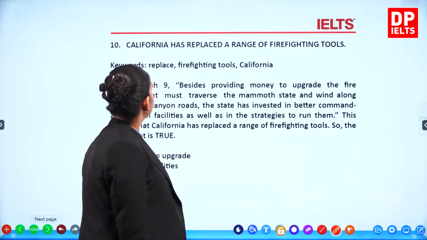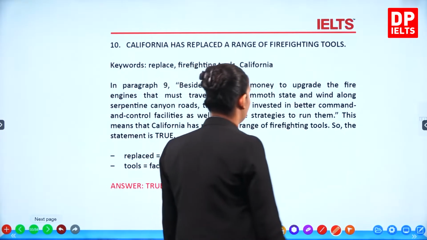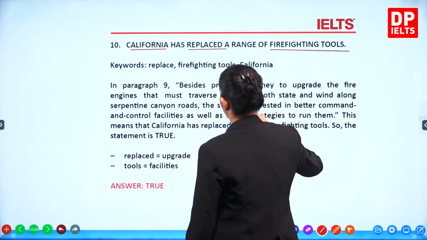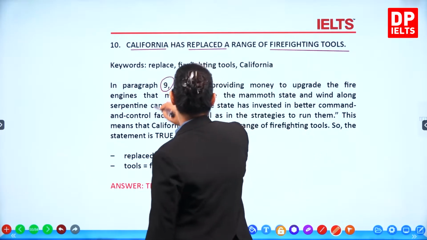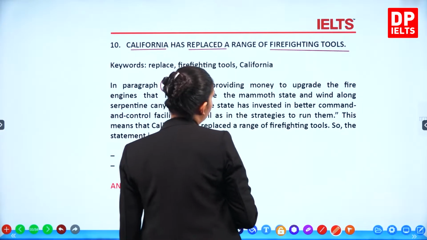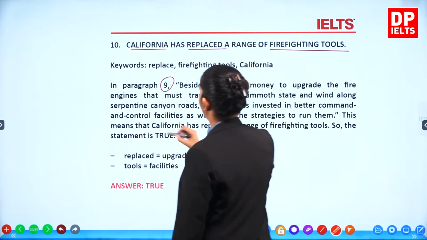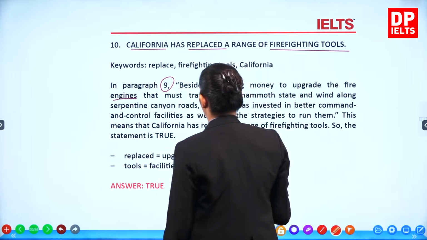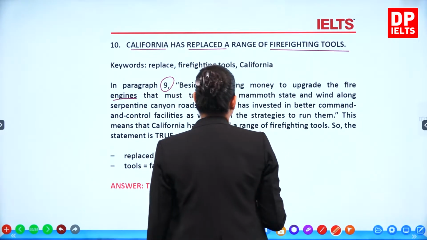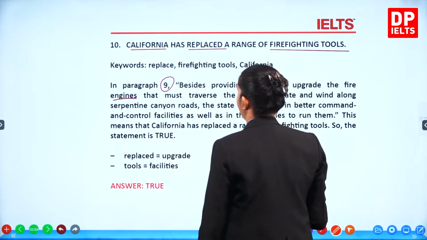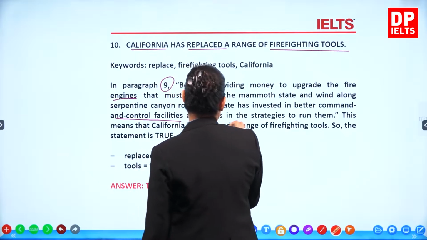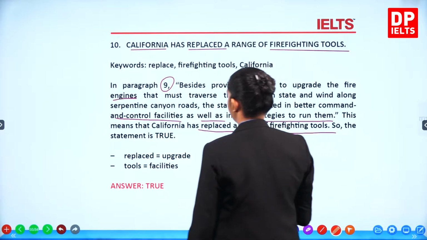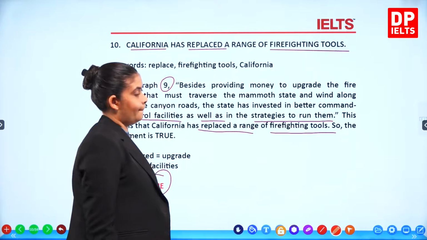Question number 10. California has replaced a range of firefighting tools, right? California replaced firefighting tools. Go to para 9. Let's read through. Before providing money to upgrade the fire engines must have traversed the state and wound along serpentine canyon roads. The state has invested in better command and control facilities as well as strategies to run them. This means California has replaced a range of firefighting tools, so the answer is true.